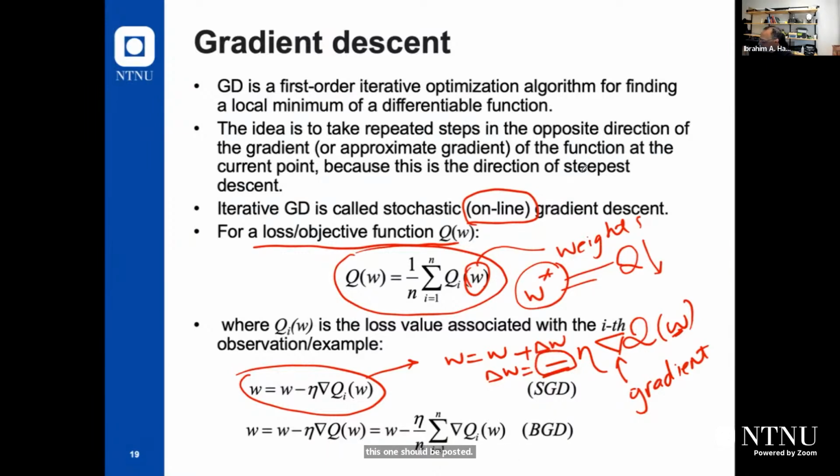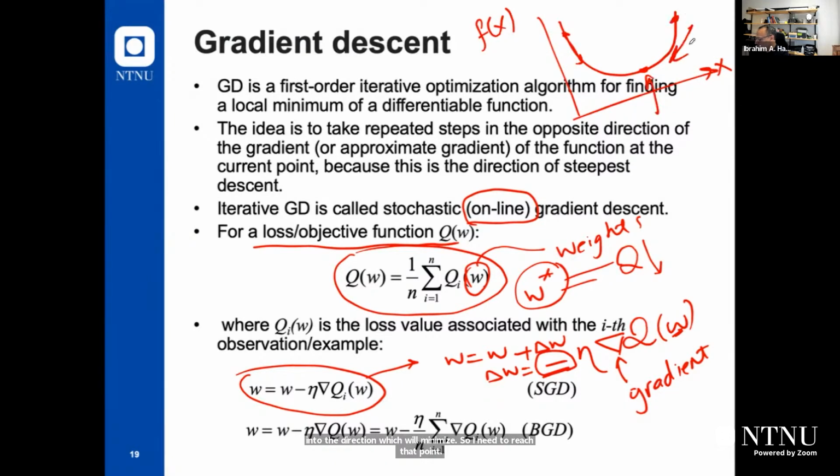So if I plot this function like this, I need to move in the opposite direction. This is my function here. This is x, and this is f of x, for example. If you are located here, I move in the opposite direction of the gradient, so I can go in the direction which will minimize f. I need to reach that point. And if you are here also, you need to move in that direction. So you need to move in the opposite direction of the gradient.